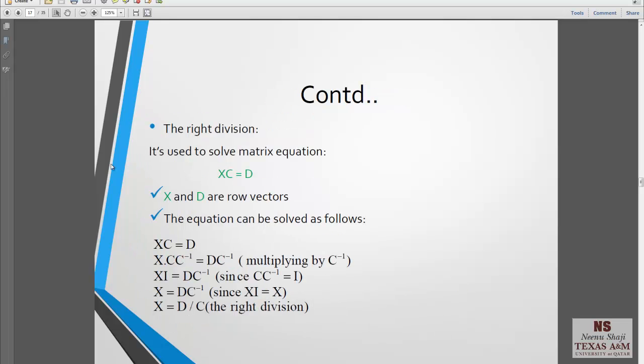The right division is used to solve matrix equation x times c equals d, where x and d are row vectors. The equation can be solved as follows. You multiply with c inverse on both sides. So we get x times I equal d times c inverse. So that is x equal d right division c.